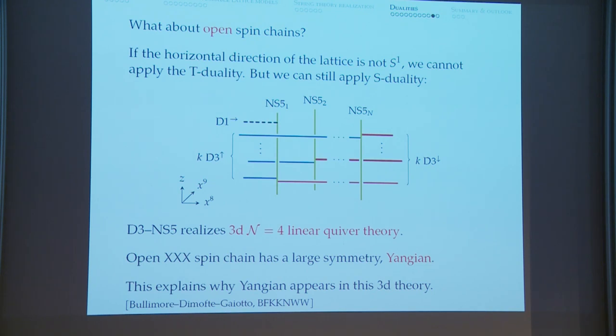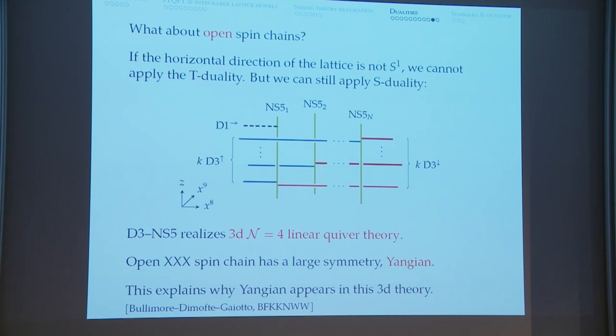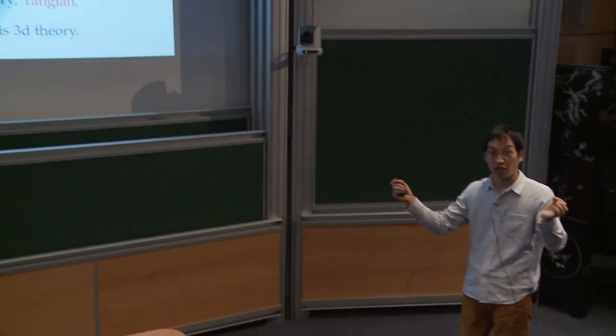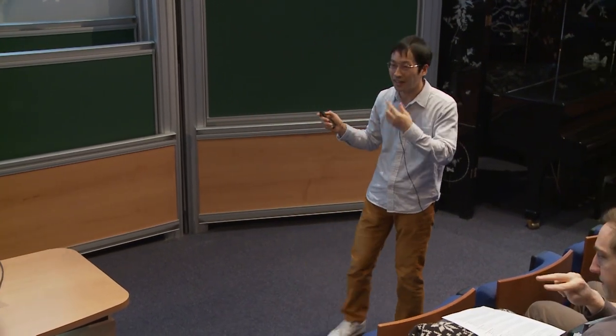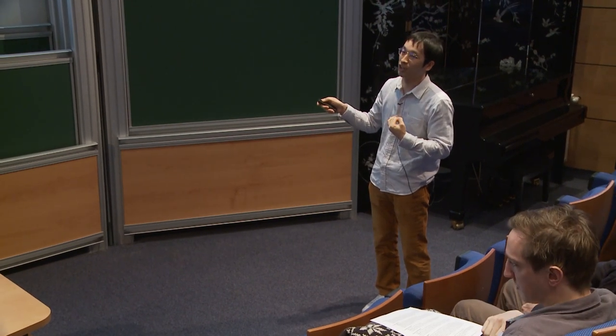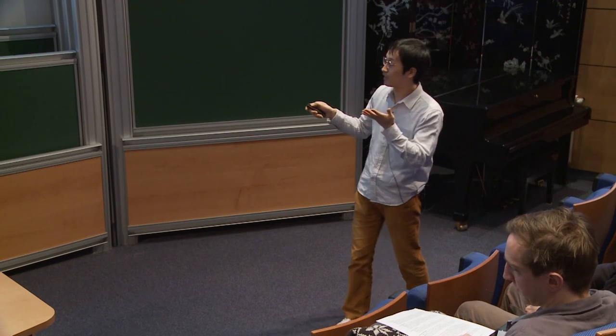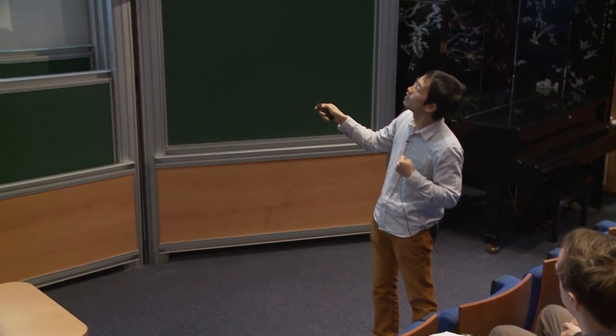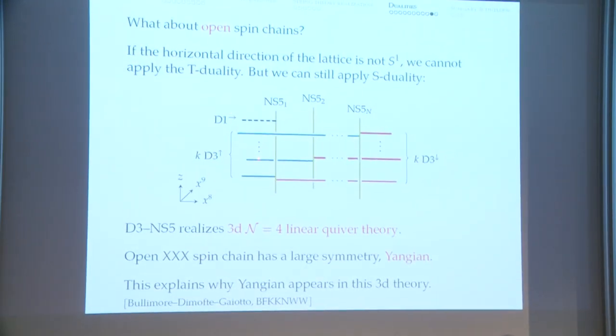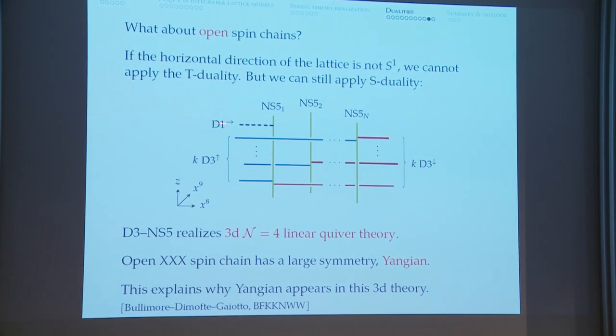So now, up to now, I've talked only about closed spin chains. But what about open spin chains? We can also do that. If you remember, in order to arrive at this kind of brane setup, I applied at some point T duality in the horizontal direction. But if that direction is not periodic, in order to get an open spin chain, I can no longer apply T duality in that direction. But I can still apply S duality, which preceded the T duality. If I just do that without applying the T duality, what I end up with is this setup. Instead of D4s, I get D3s. Instead of D0, I have D1.